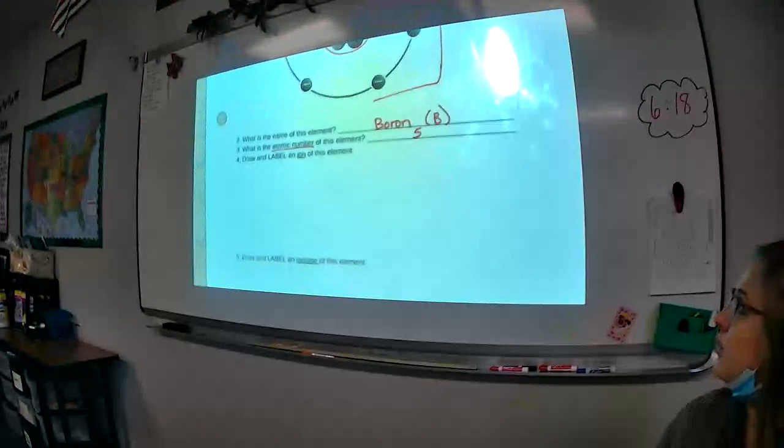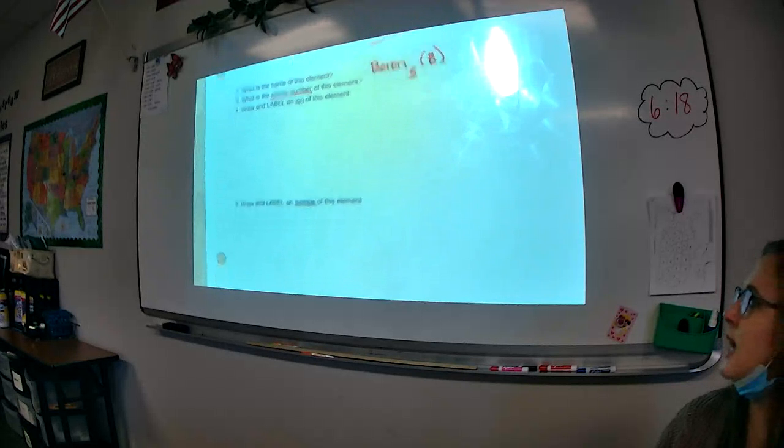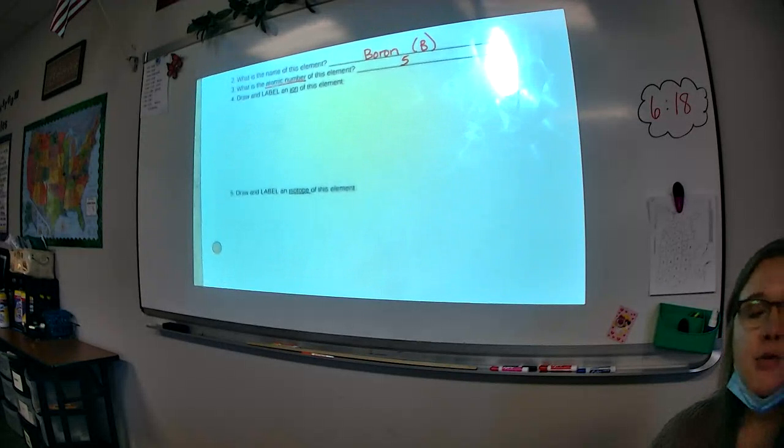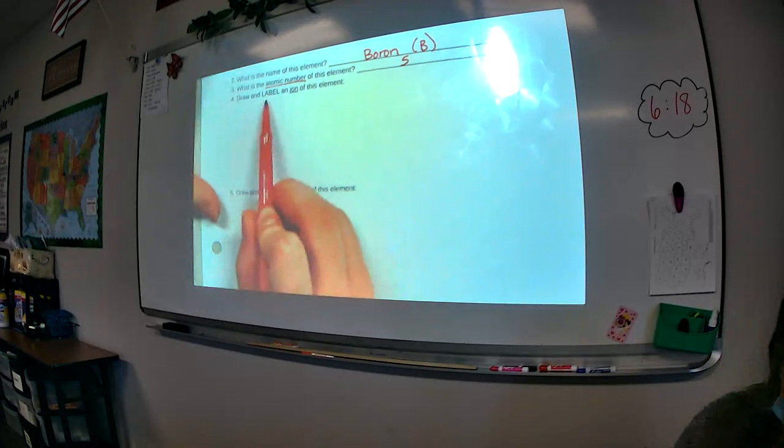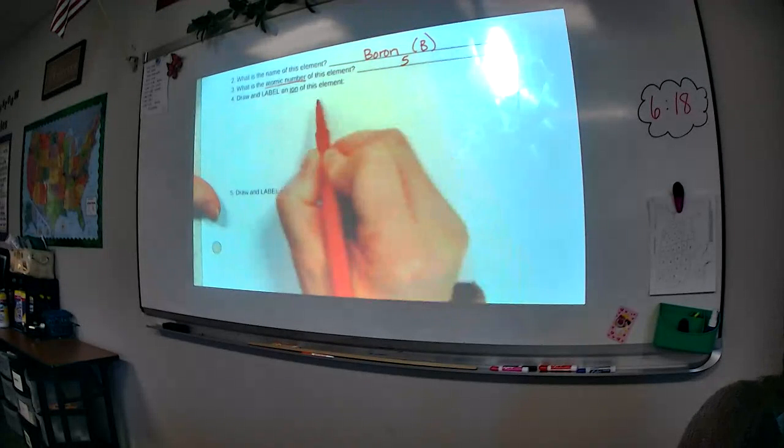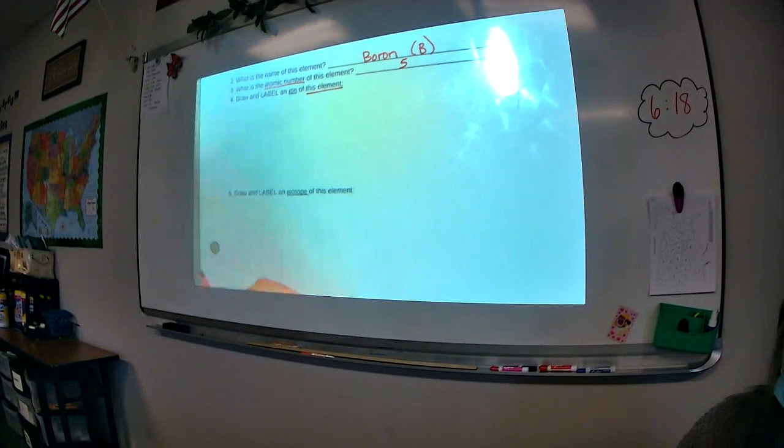Here are the 2 that I'm kind of worried about. I'm not worried. These are the ones that I really want to make sure we understand. I'm going to go through the answers, and then I'll take questions at the end. It says draw and label an ion of this element. So this element meaning boron.